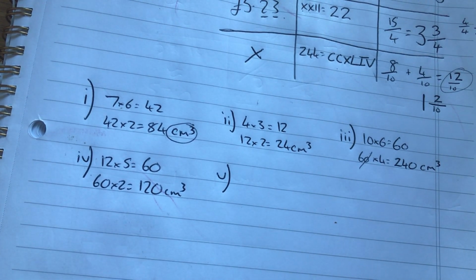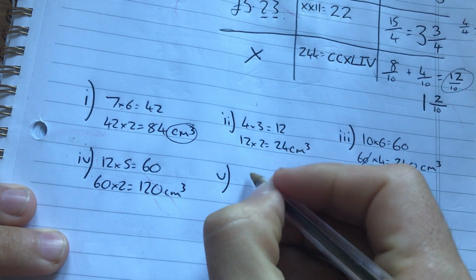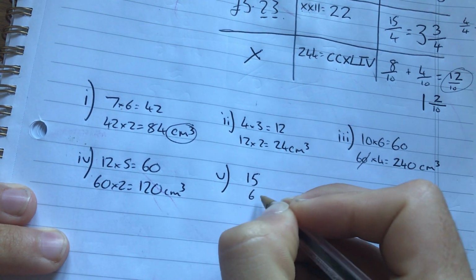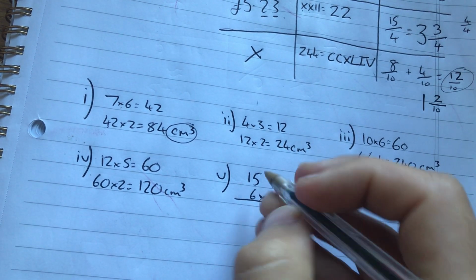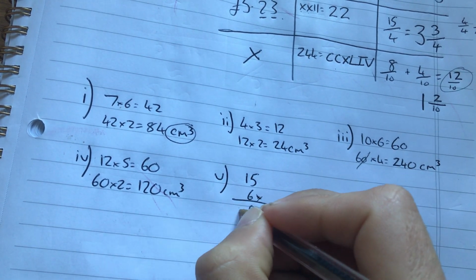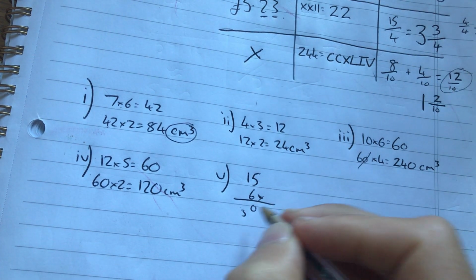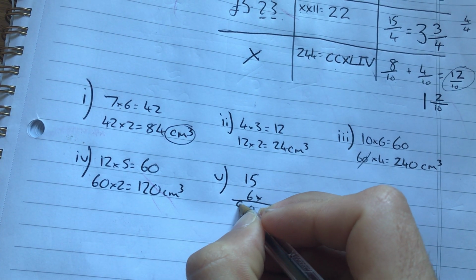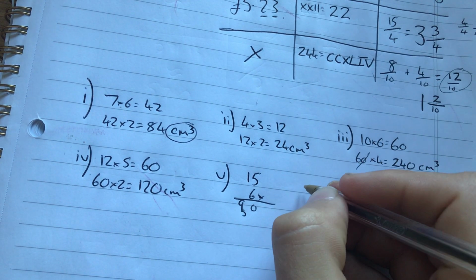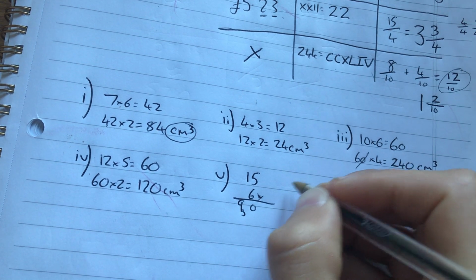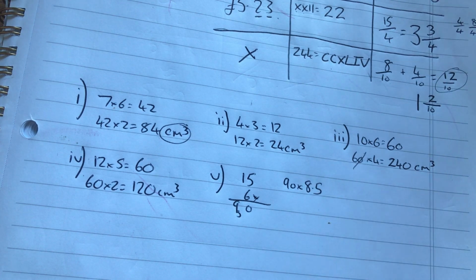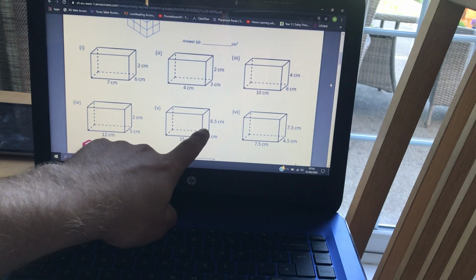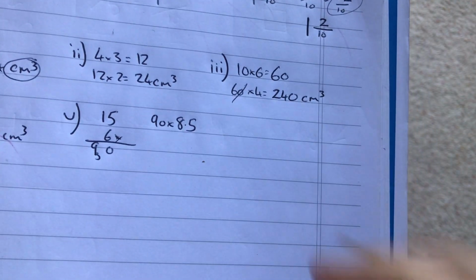So 15 times 6. Don't know my 15s. I can do a quick little check, just to make sure I get the answer. 5 times 6, that's 30. 1 times 6 is 6. Add 3. 90. So we've got our 90. Now we've got 90 times 8.5 on this one. Look, these last two have got decimals. I'm hoping you can remember what you do here.